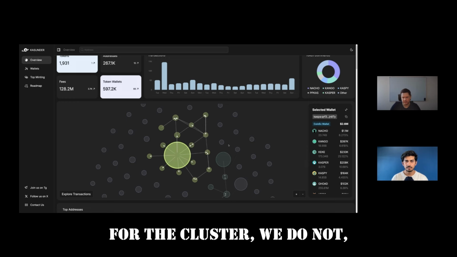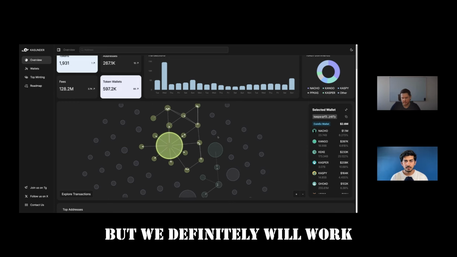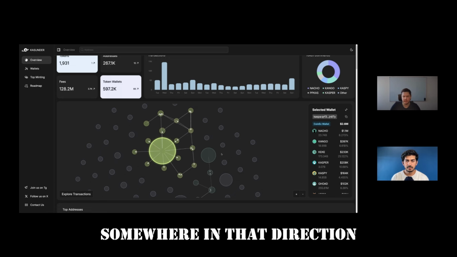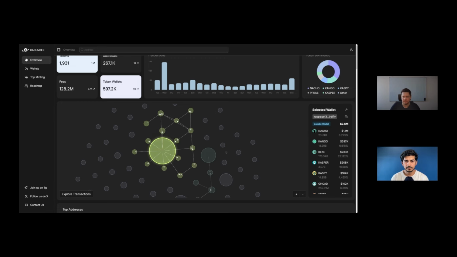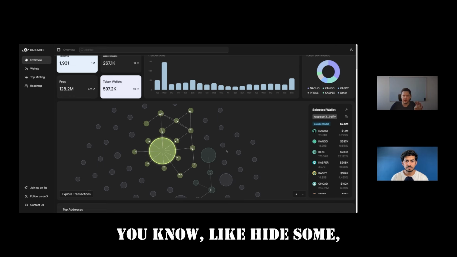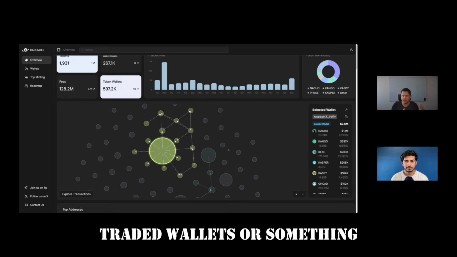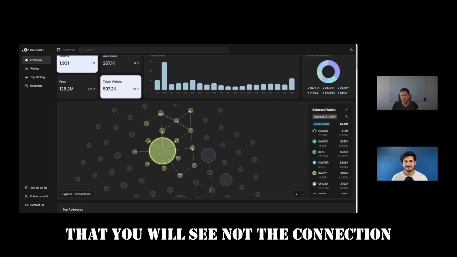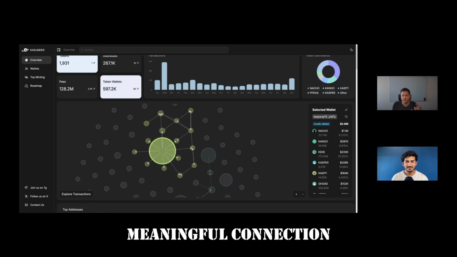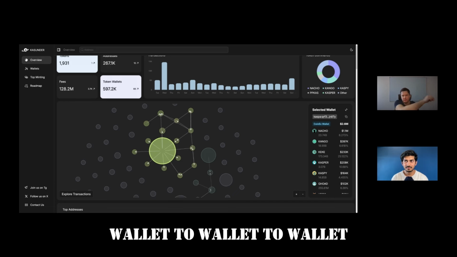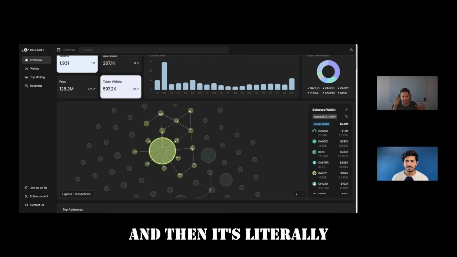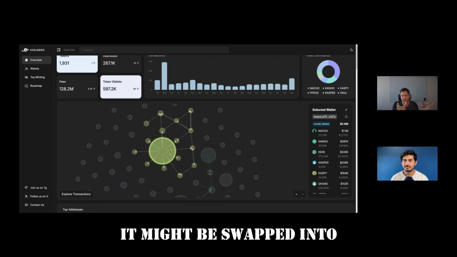So currently, specifically for the cluster, we do not, but we definitely will work somewhere in that direction. Because also, for example, what BubbleMaps are doing, I believe in version 2, not sure if they already launched it or not, is trying to hide some wash traded wallets, so that you will not see the connection between all the wallets, but you will see the meaningful connections. Because sometimes, like with bots, you can go from wallet to wallet to wallet and then get back, and you don't need to see all these wallets. It might be swapped into a single one, a kind of virtual wallet.